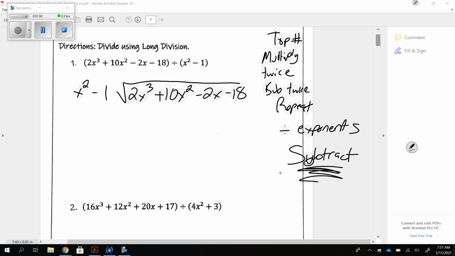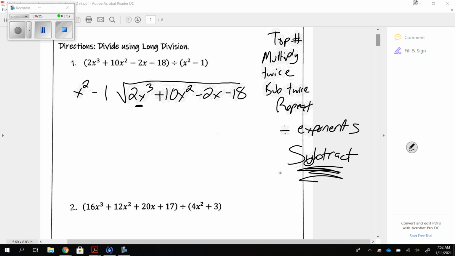And again, we need to use common sense. We see 2x cubed and 10x squared. We're going to divide that by this first one. But later on, not to get ahead of myself, can we divide negative 2x and negative 18 divided by x squared? No, we cannot. Okay? Got to use a little bit of common sense there. So we go one at a time. Remember, we're going to multiply twice or divide twice, and then subtract twice. So this needs to become second nature, dividing exponents.